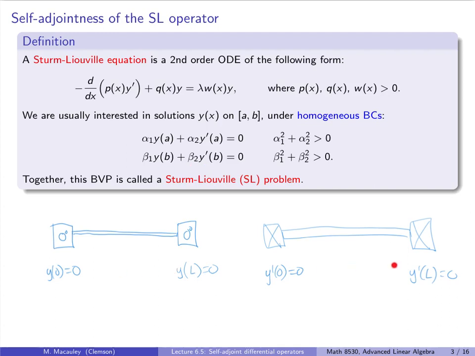These are by far the most common, but the theory does work for general linear combinations of these alphas and betas. So together, this differential equation and these so-called boundary conditions are called a Sturm-Liouville problem.